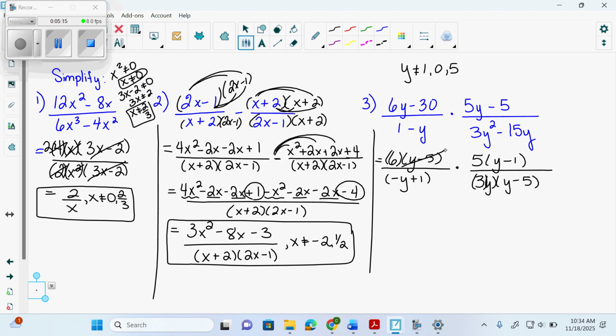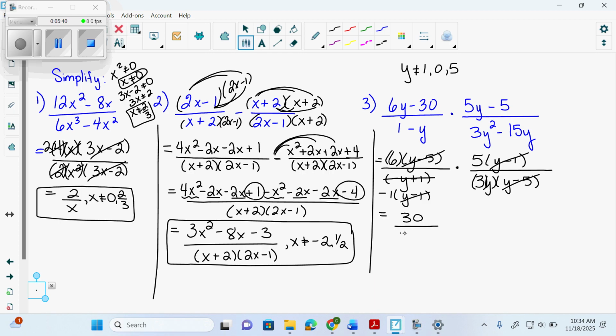So these cancel. And then the negative y plus 1 and the positive y minus 1, can they cancel? Currently? No, they're the exact same but wrong sign. So what do I have to do? Take out a negative 1. And I'm left with y minus 1. Then these can cancel.